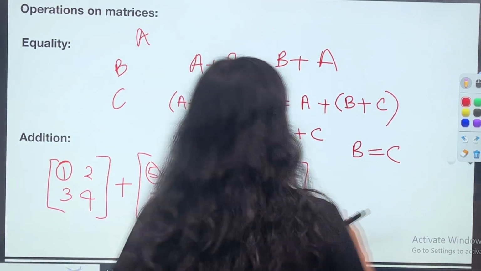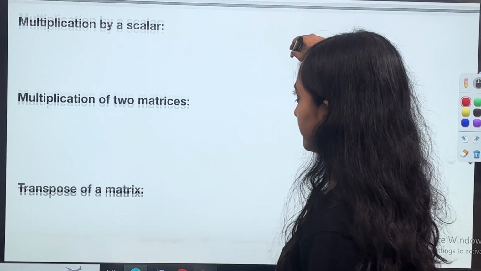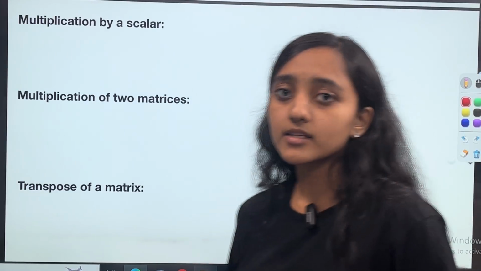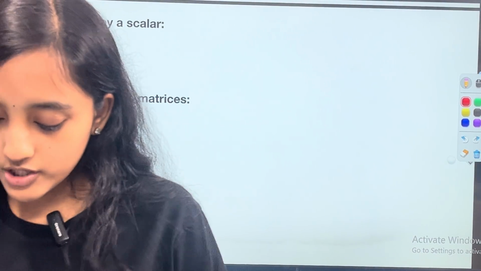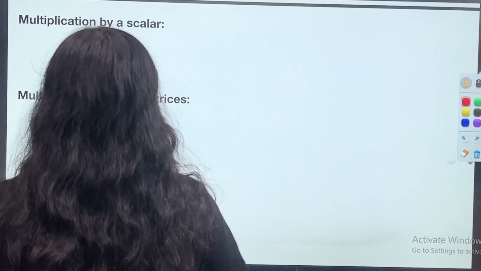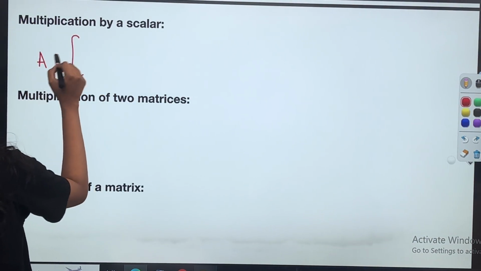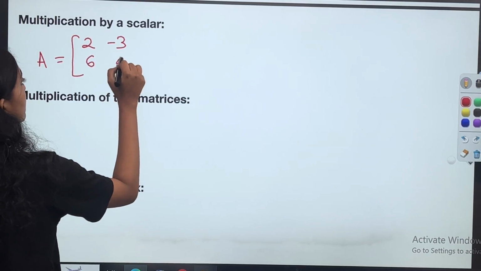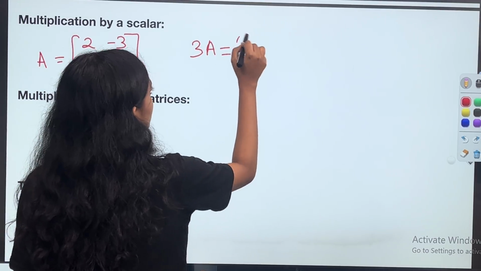Next, this is all a very easy type of question. Now let us go to what is multiplication. This is the more important part. This entire page, I think, is the crux of the difficult questions which can come in matrices. So for example, for multiplication by a scalar, suppose I have a matrix A which is 2, minus 3, 6, 4. And I am asking you, 3A is equal to how much?